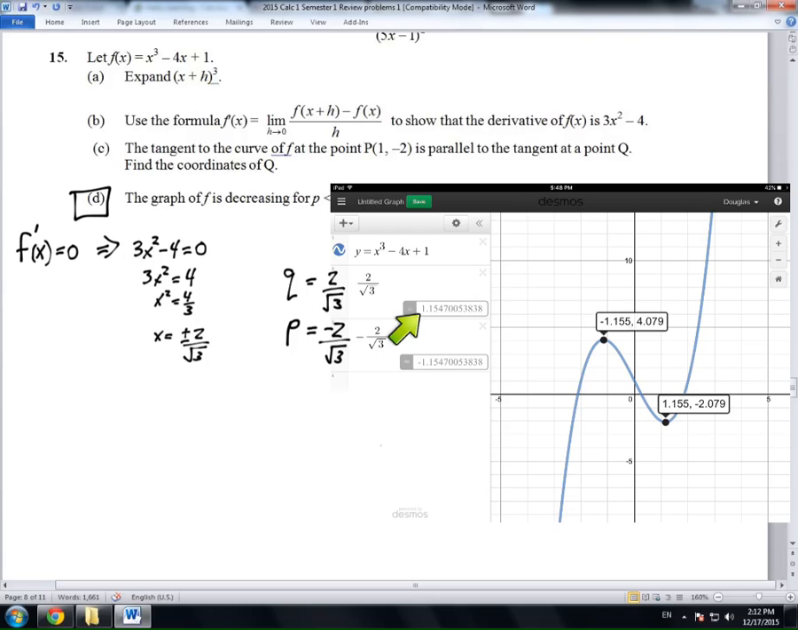And when I put it in the calculator, I get that 2 over the square root of 3 is approximately plus or minus 1.155, which matches my graph and shows the function decreasing between those two P and Q values. Alright, so we'll move on to the next problem, the next video.